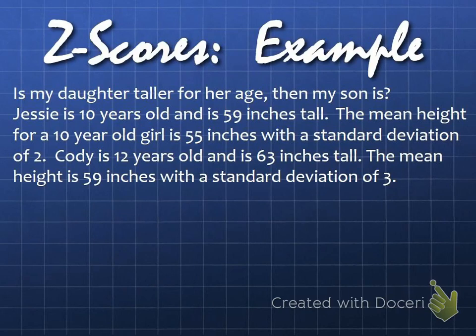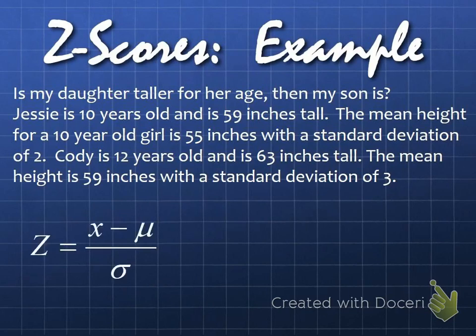And it doesn't make any sense to compare their heights directly. Okay, Jesse's 59 inches tall. Cody is 63 inches tall. So obviously Cody is taller than Jesse is. But we want to know which one's taller for their age, right? Or for their age and even for their gender. We could do that as well, right? And so z-scores help us do that.